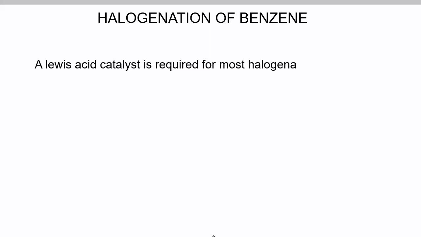So next, let's consider the halogenation of benzene. A Lewis acid catalyst is required for most halogenation reactions, with the following reactivity order for the halogens. We have fluorine, chlorine, bromine, and then lastly iodine.